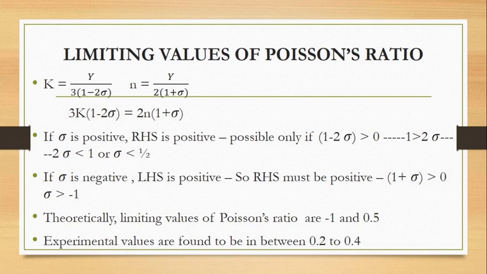But experimental values are found to be in between 0.2 and 0.4. So here we can consider two different limiting values, either theoretical values that range from minus 1 to 0.5 or experimental values that range from 0.2 to 0.4. So that's about the limiting values of Poisson's ratio. Thank you.